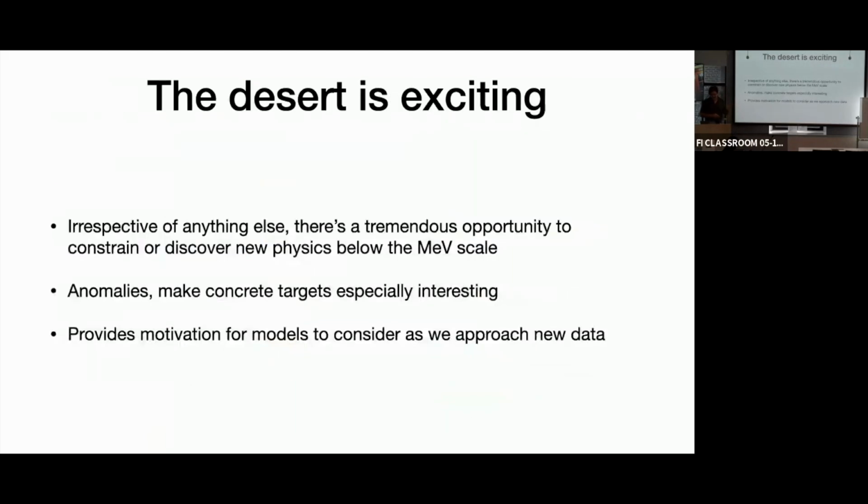So, irrespective of anything else, I think there's a lot of possibility in the coming years, just from the fact that we have these new data coming, to constrain or discover physics that's at or below the MeV scale. And the presence of these anomalies, I mean, you can take different attitudes about anomalies. You can be an optimist and hope they bear out. You can be a pessimist and say these things tend not to. But they give us concrete targets to think about. And empirically, physicists are more creative when they have concrete targets, and they help us motivate new models as well.